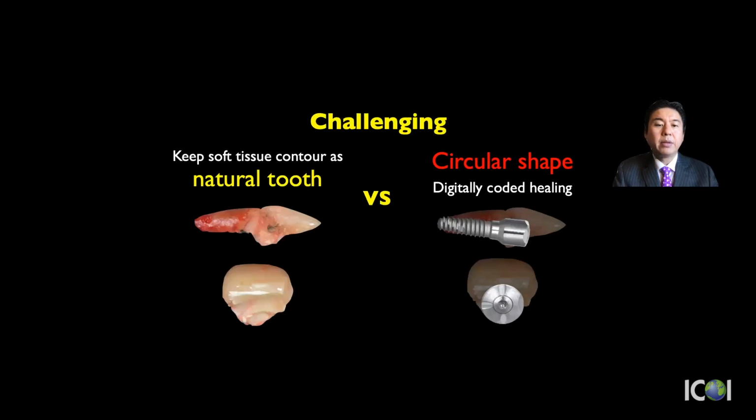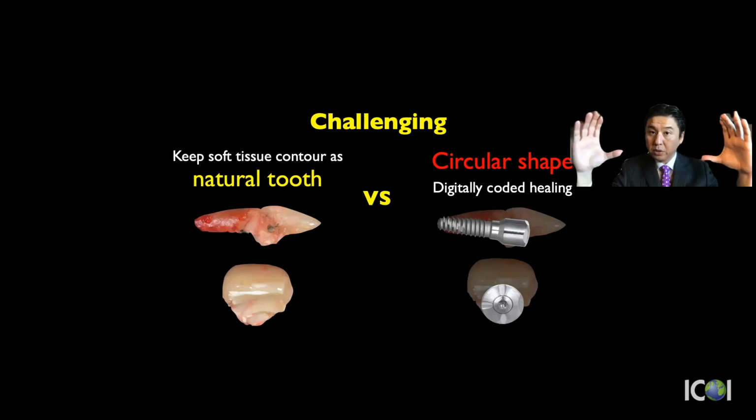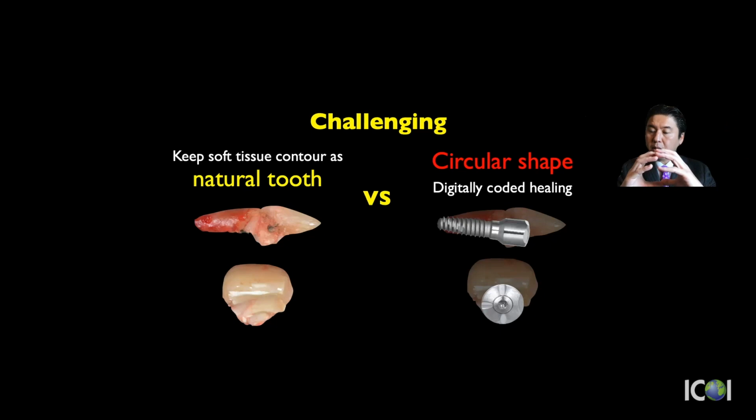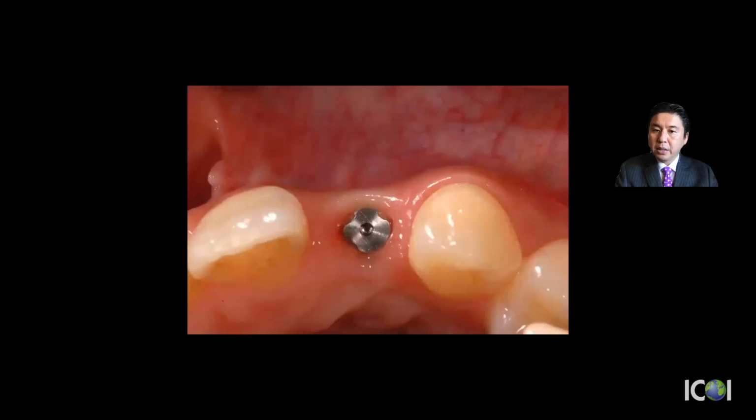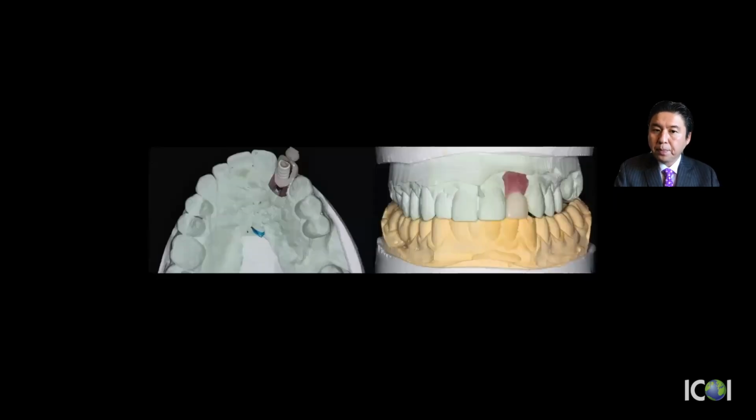You want to keep the soft tissue contour as a natural tooth, but when you put the implant in and then the healing abutment, your soft tissue will collapse to a circular shape towards the healing abutment. If you have a natural tooth or provisional, soft tissue can keep the same contour as a natural tooth, but when you put the healing abutment, soft tissue and the bone will collapse to the circular shape, like this.